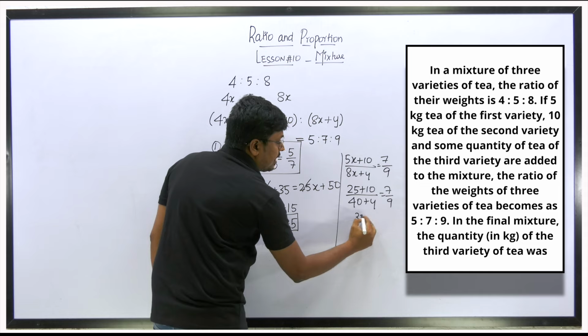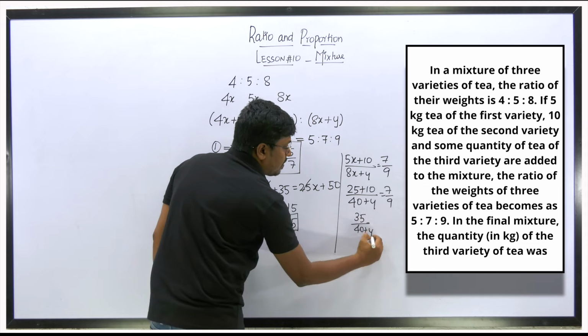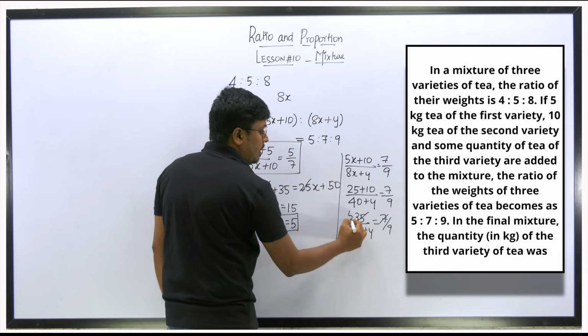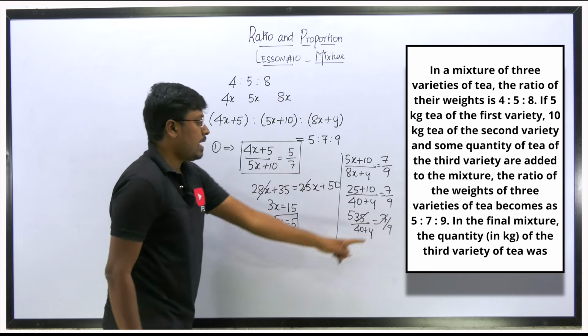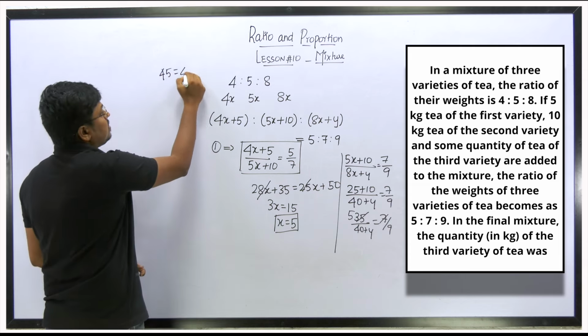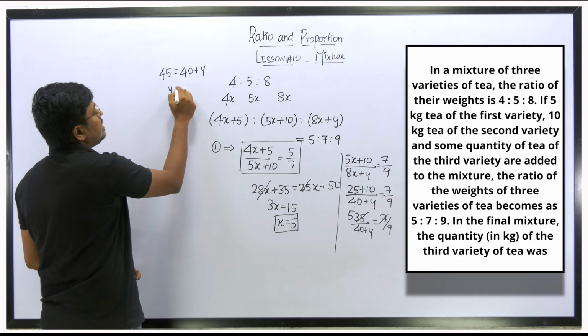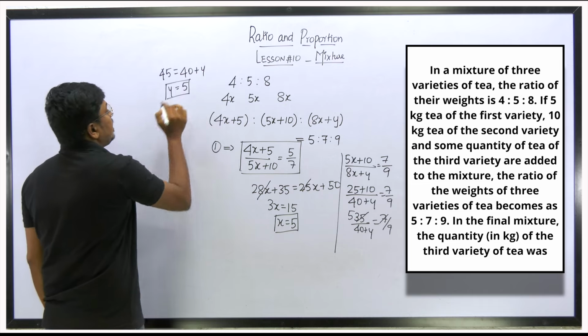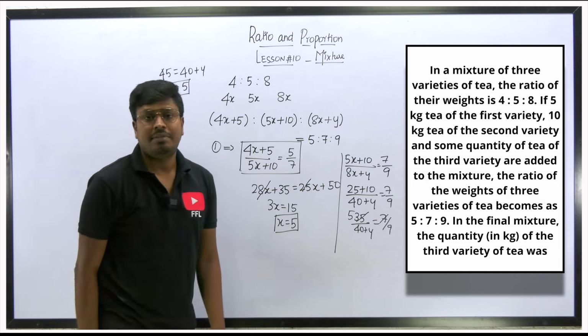So this becomes 35 divided by 40 plus y is equal to 7/9. We can cancel this, becomes 5 times. So 9 into 5 will be 45. So 45 is equal to 40 plus y. So y is equal to 45 minus 40, which is 5. So finally we got the value of y is equal to 5.